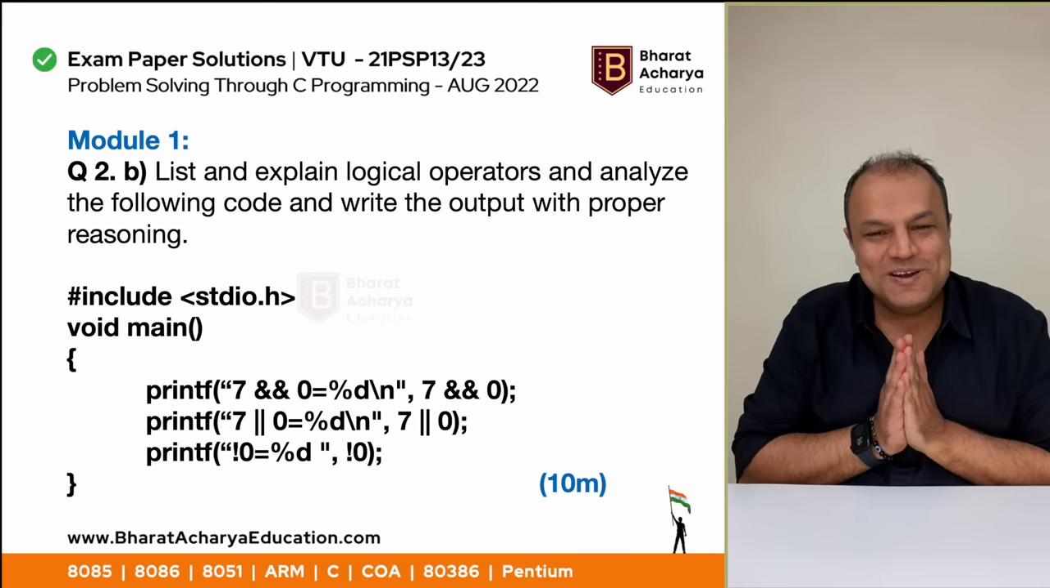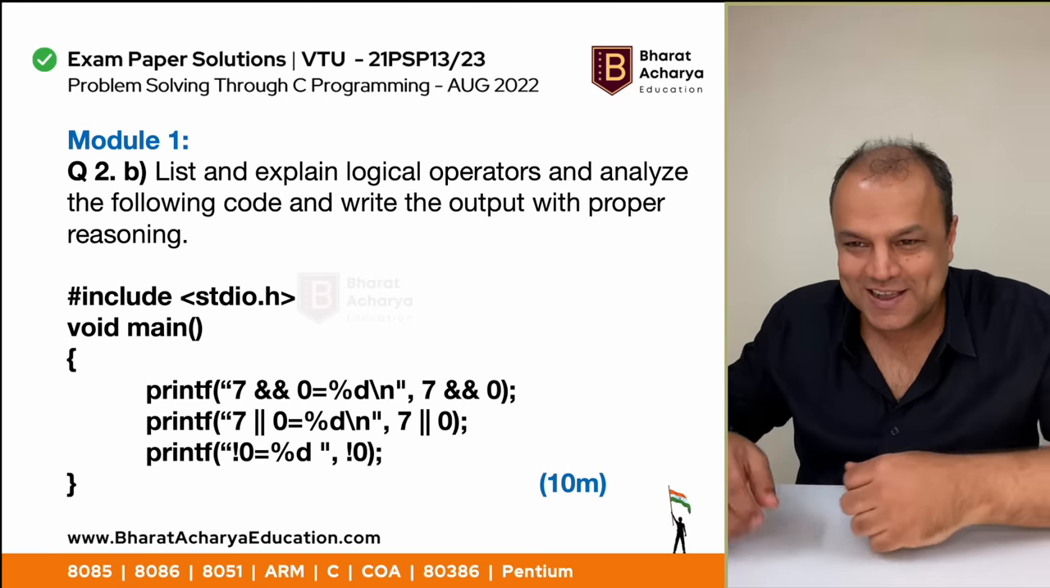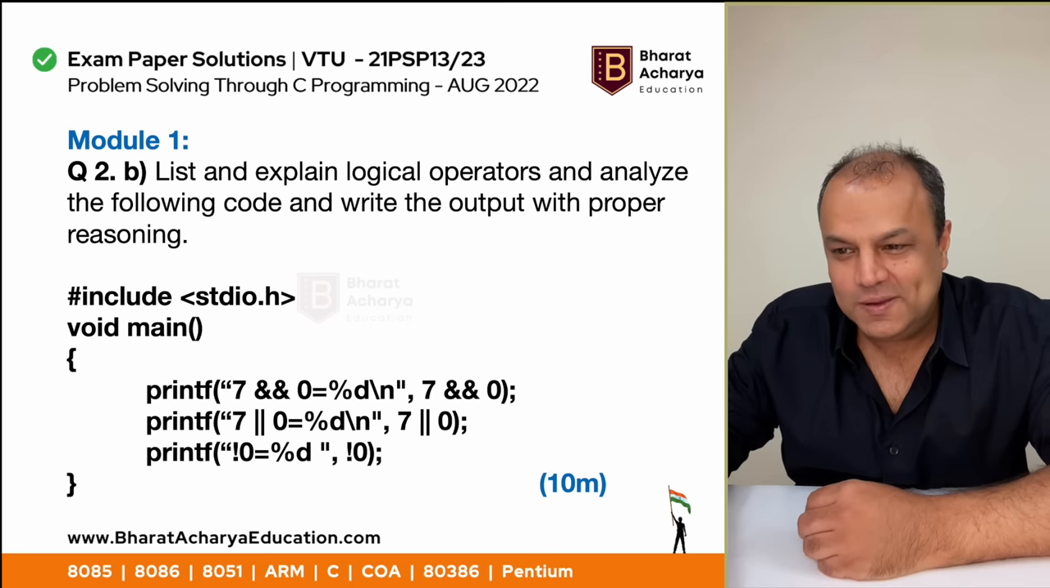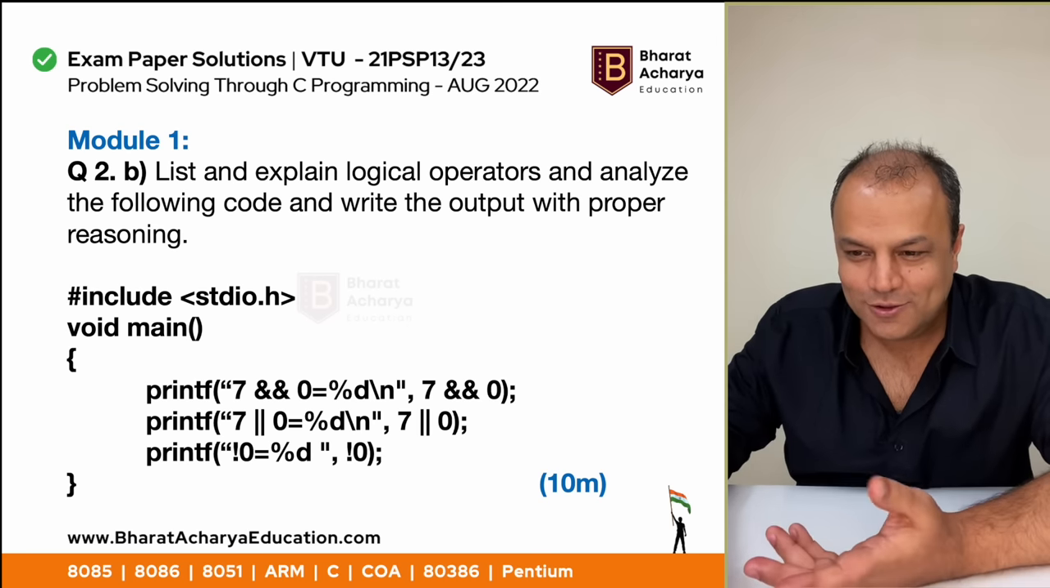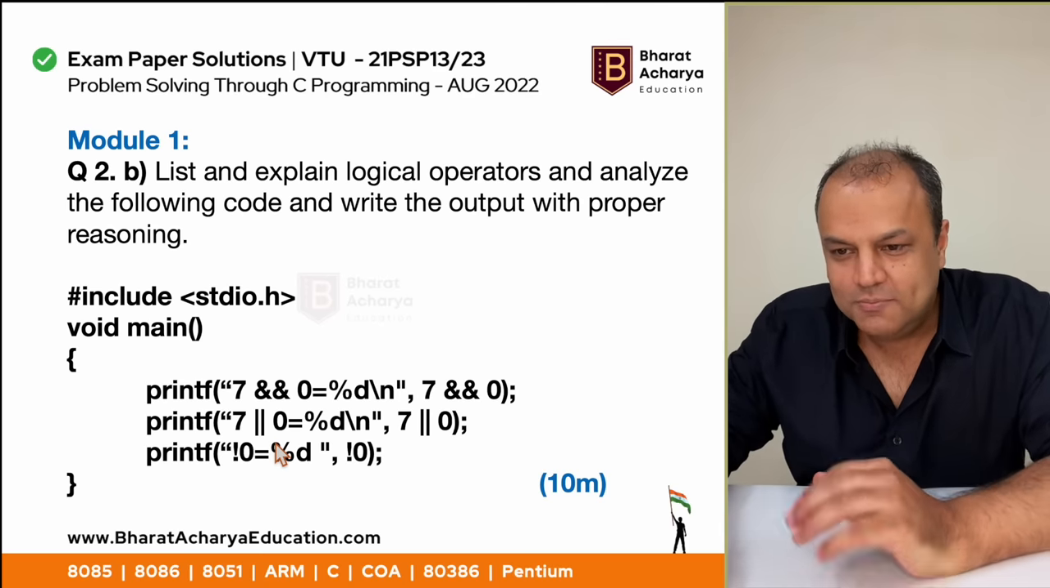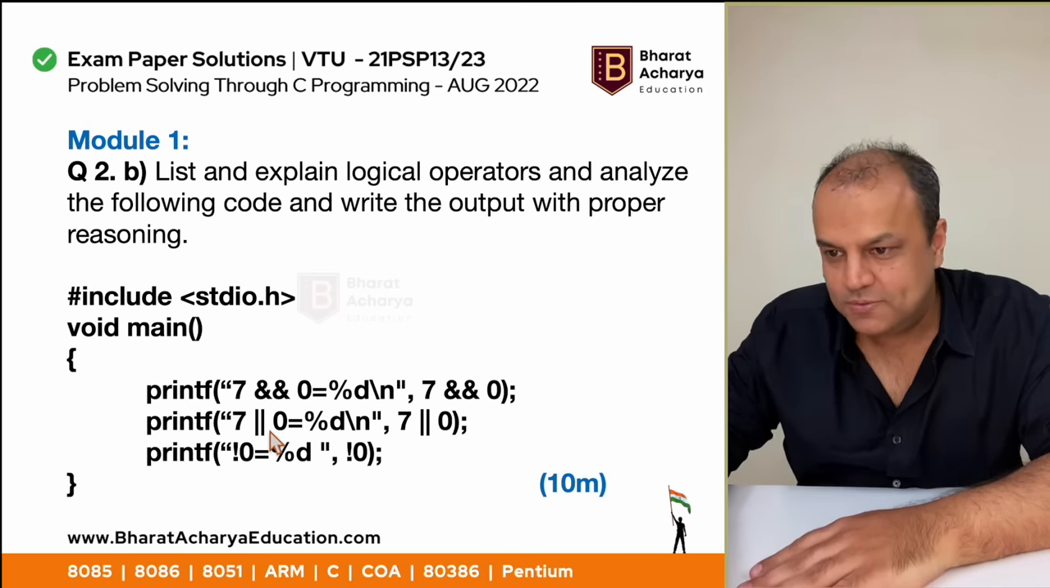Now, let's get into our first real programming question. Come on. List and explain the logic operators. Why do they call it logical? Everything is logical. Logic operators, anyway. Could have used a better choice of words. But superb question paper, so I won't really mind.